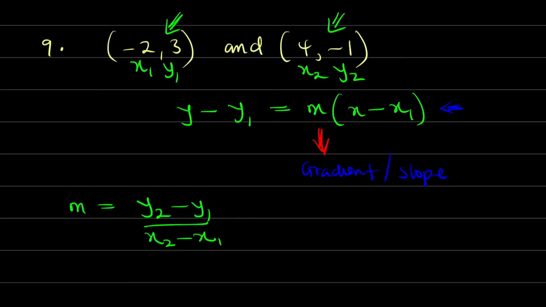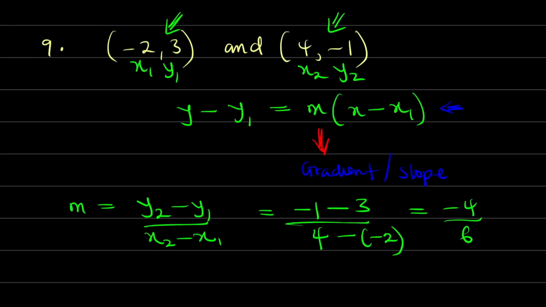So my m now is going to be equal to y2 is negative 1, then minus y1 is 3, divided by x2 is 4 minus x1 is minus 2. This gives me minus 4 over 4 minus minus 2 is 6. And carefully dividing through here, this is going to give me minus 2 over 3.